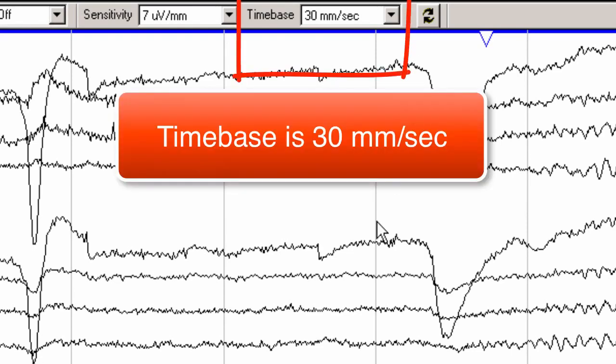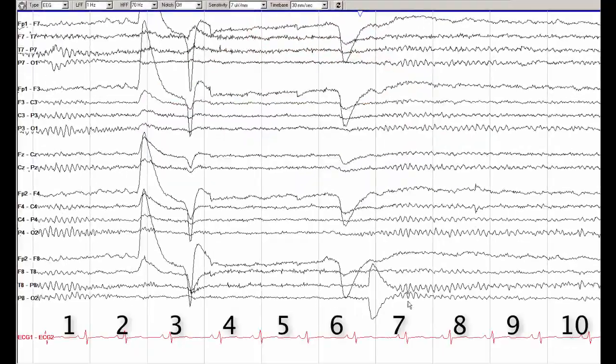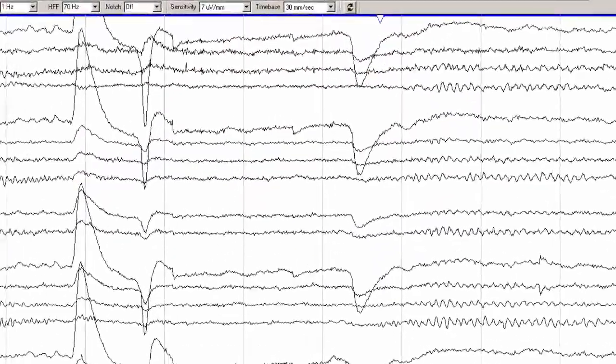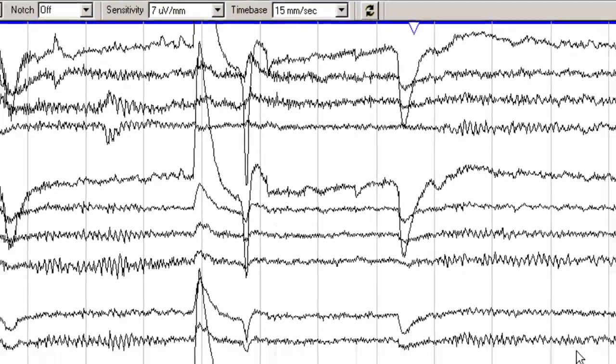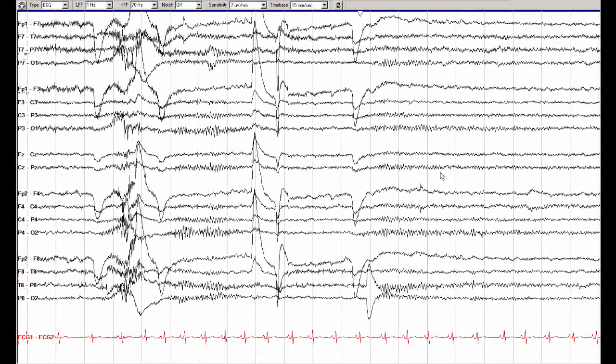Finally, we look at the time base, which in this case is set so that we see approximately 10 seconds in a single epoch. You can see what happens if we change the time base to increase the number of seconds in a single epoch. The background seems abnormally high frequency or fast.